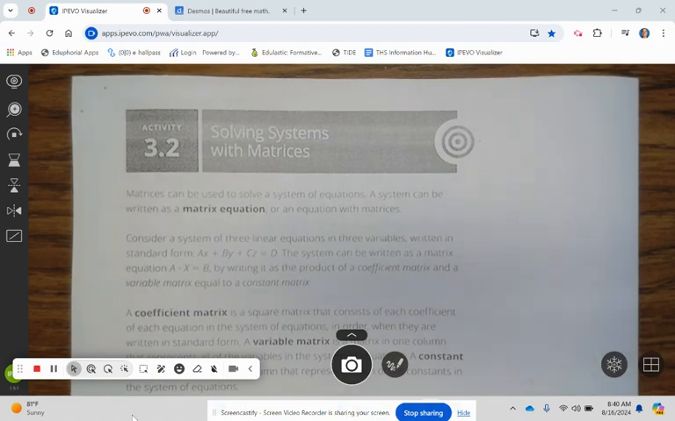Okay, Wildcats, so we're in Activity 3.2, Solving Systems with Matrices. Matrices can be used to solve a system of equations. A system can be written as a matrix equation, or equation with matrices.